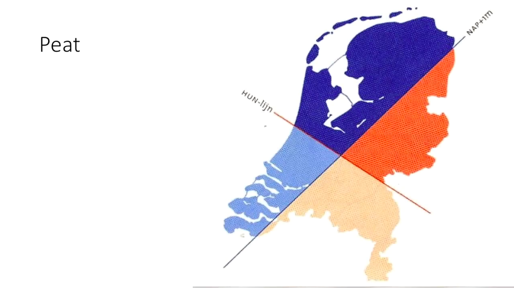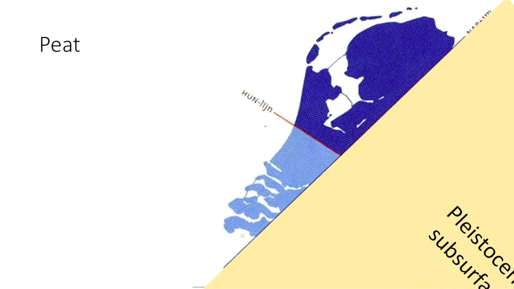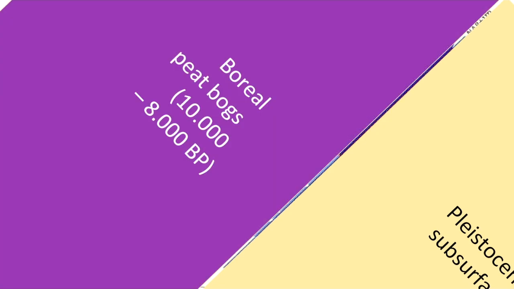Now, here we have our famous map again. And we know that this part of the Netherlands was never touched by the ocean. And so that's all Pleistocene subsurface. This is where we left off before we took the peat intermission. Now, naturally, all of you understand that the rest of the Netherlands, everything below plus one NAP, is the boreal peat bog. And they grew, I'm going to tell you, for 2,000 years, during the rapid expansion of the ocean, from 10,000 to 8,000 BP. All of this was boreal peat.